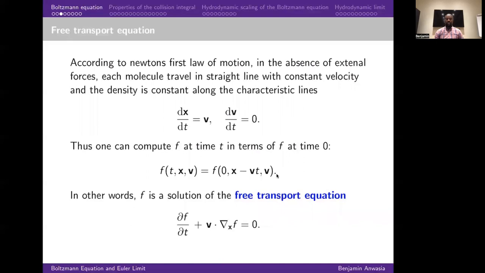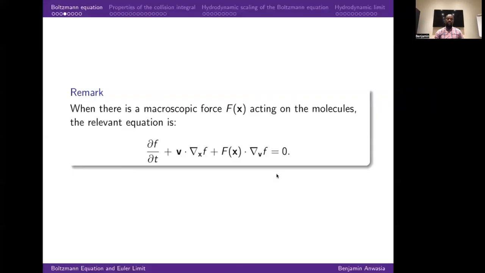Now, of course, when there is a macroscopic external force acting on the molecules, the free transport equation has to be adjusted accordingly, since the trajectories of the molecules are no longer straight lines. Therefore, in this case, the relevant equation will read as follows, where F of x is the macroscopic external force acting on the molecules. This equation is often referred to as the linear Vlasov equation.